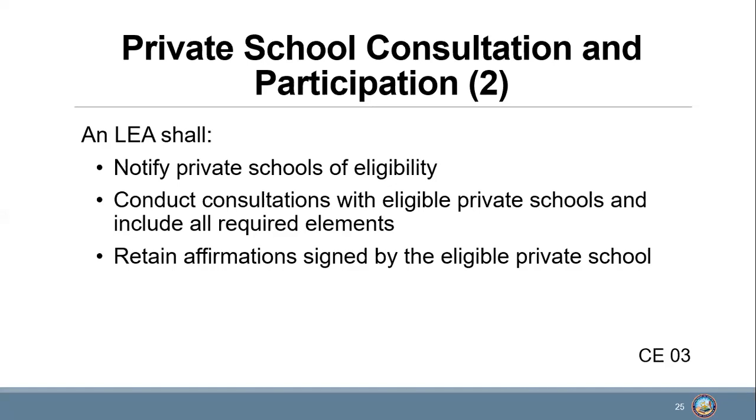Once the notification letters have gone out, the next step is typically a consultation that takes place with eligible private school officials. This is where the details and requirements of the program are shared, and in the next slide I will cover this in more detail. After the consultation has occurred, the LEA will need to hold on to affirmations that are signed by the eligible private schools, and the affirmations will state that the consultation took place between the LEA and the private school.